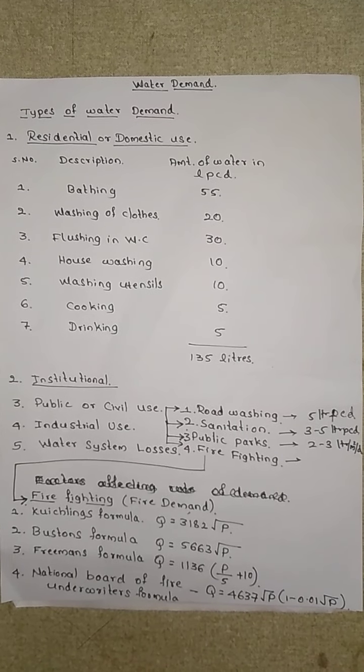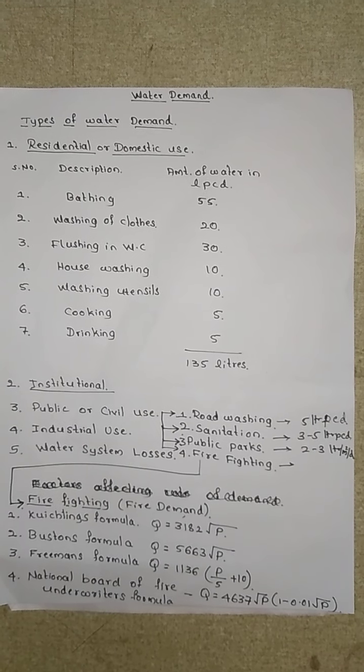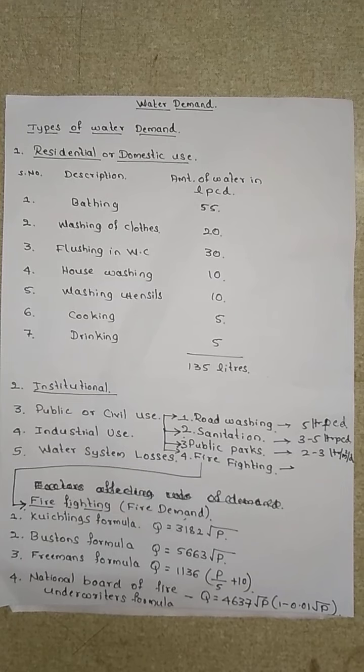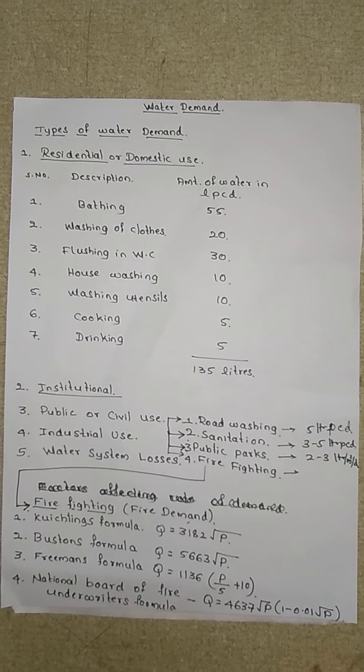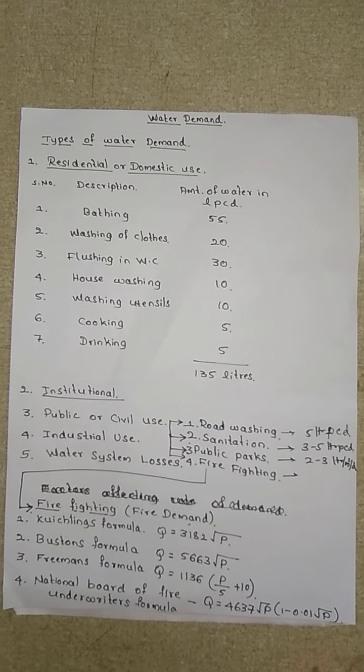The fifth type is the water system losses. In this, we are going to have the losses from the water distribution system. It is going to have 5 types in it. In this, the first one is due to the leakage and overflow from the reservoirs.